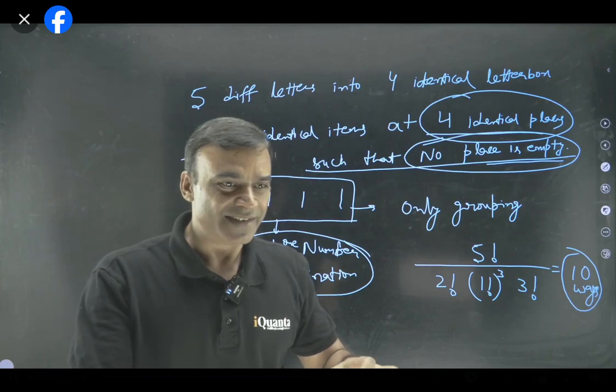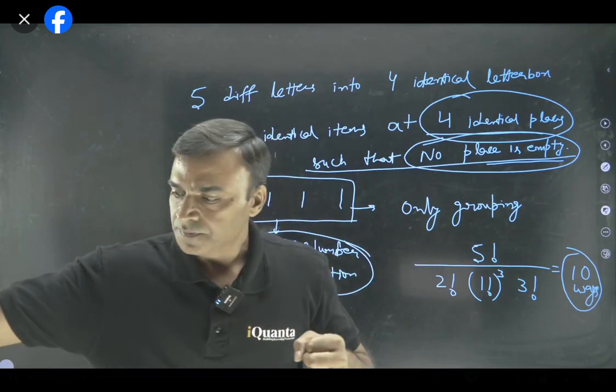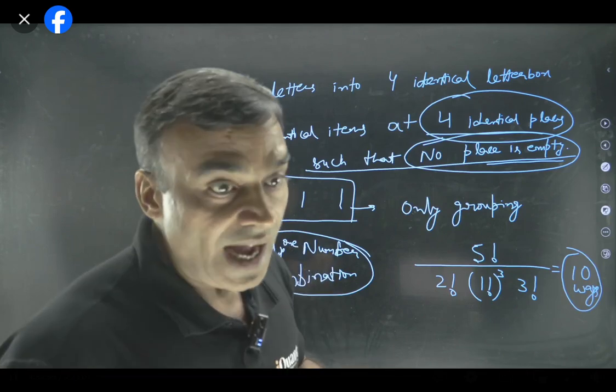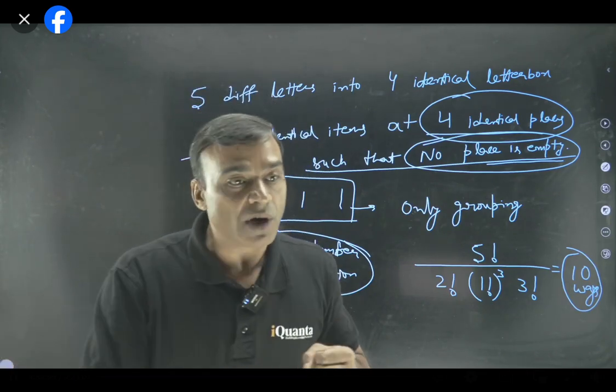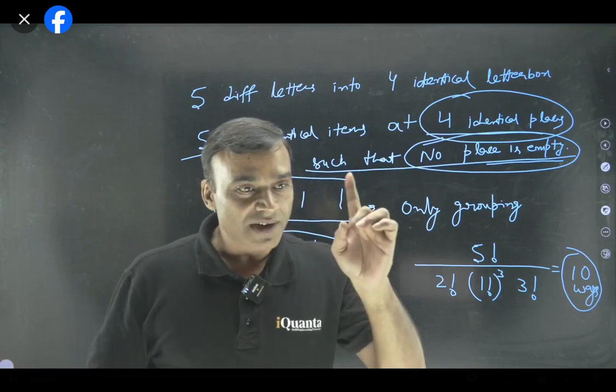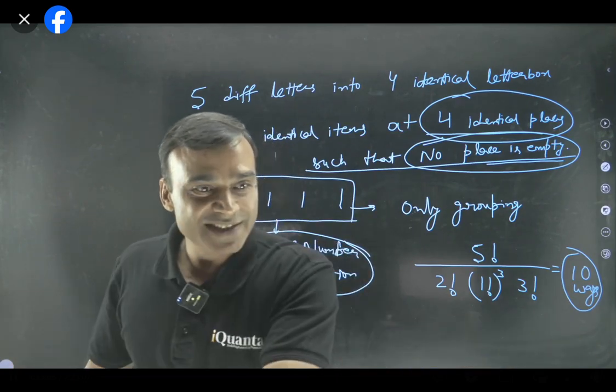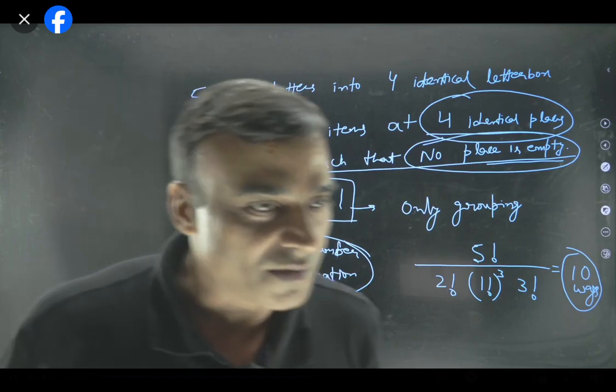5 items, 4 places. That's it. And if I have to make sure that every place is filled, what do I do? 1, 1, 1, 1. 1 item is left, that will go to any one of them. So one of the boxes will have 2 items, all the other boxes will have 1 item.